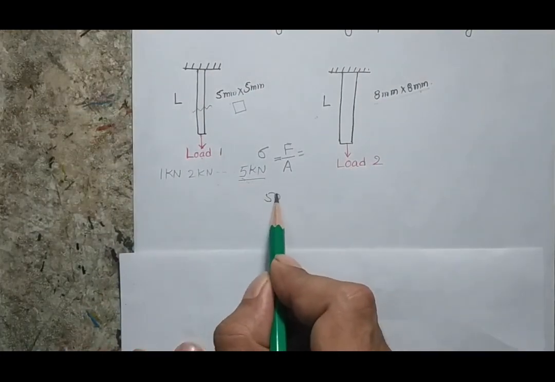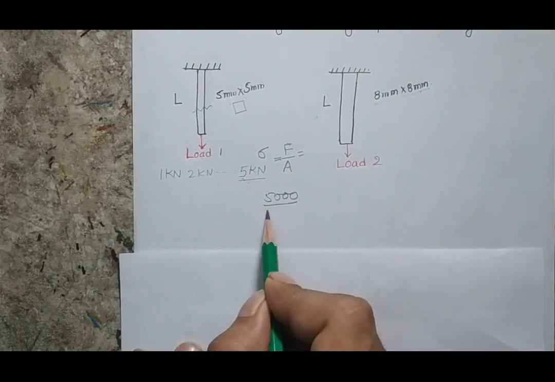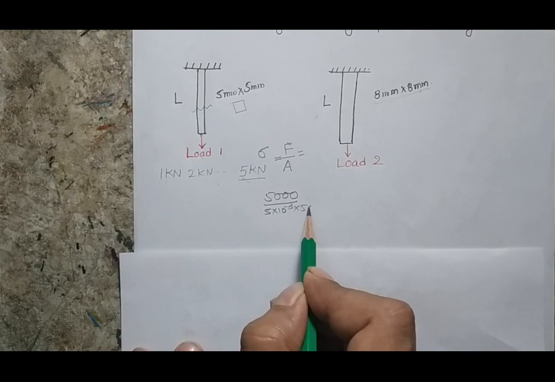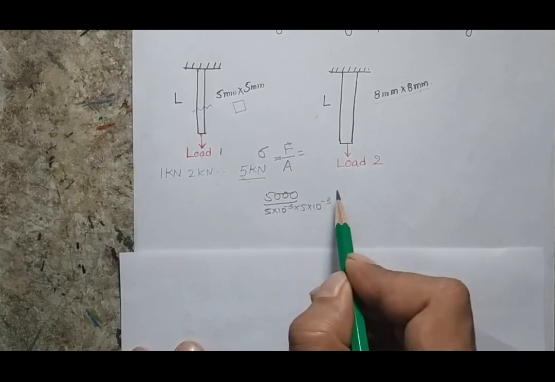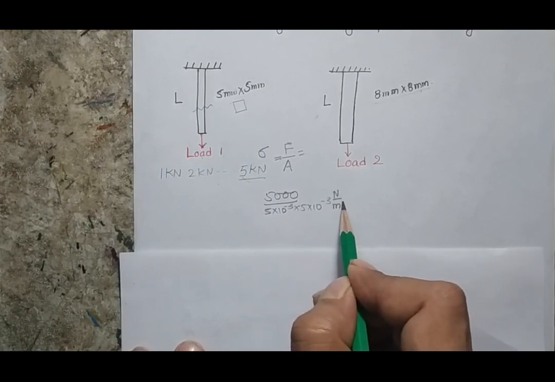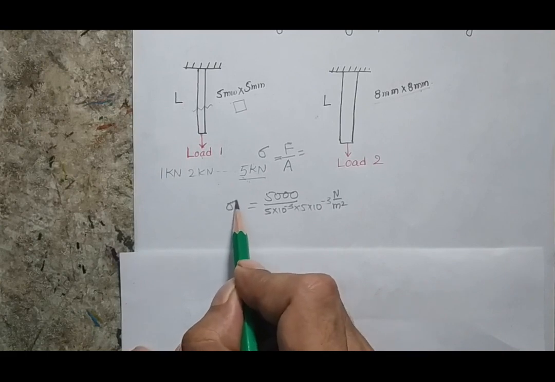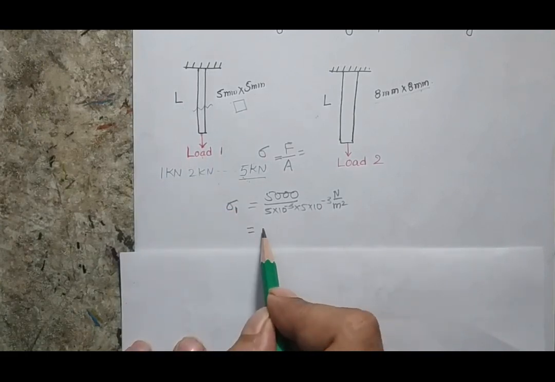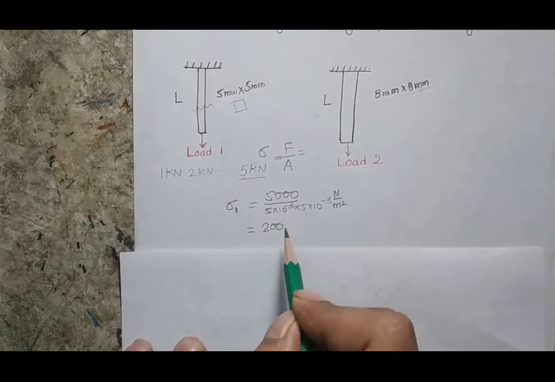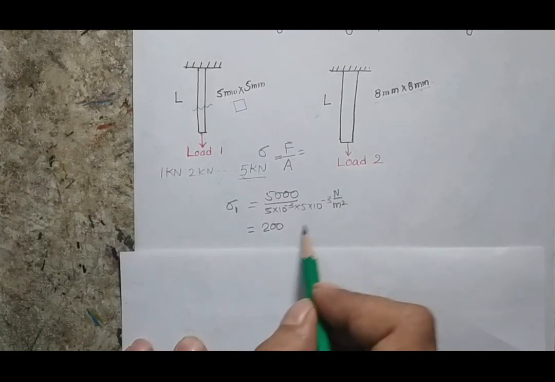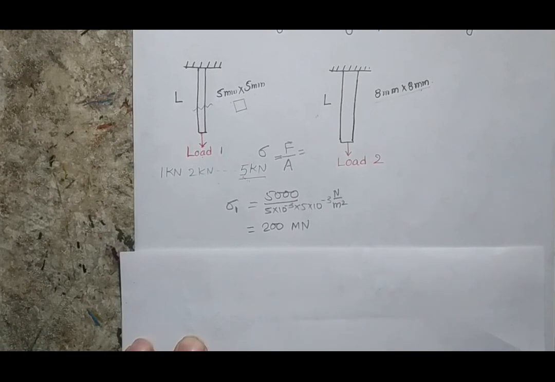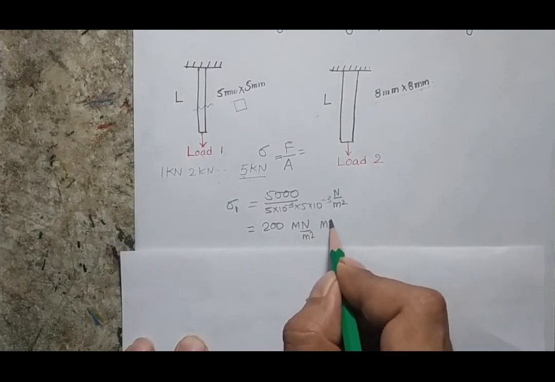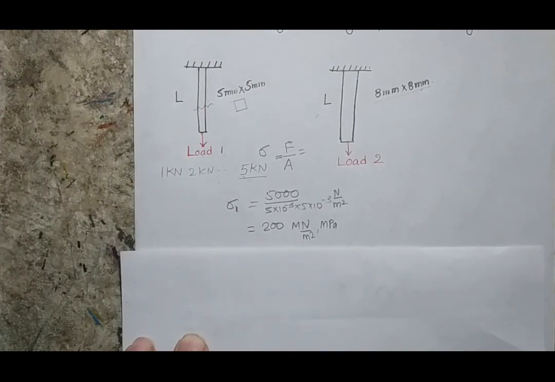5000, that is the 5 kilonewton, divided by 5 into 10 to the power minus 3 into 5 into 10 to the power minus 3, and the unit will be Newton per meter square. So this is the stress value for my first bar. And when I calculate this, I will get 200 mega Newton per meter square, or we say mega Pascal. Both are equivalent units.